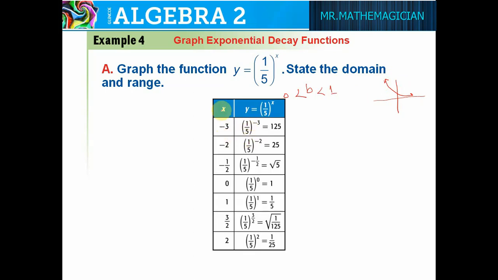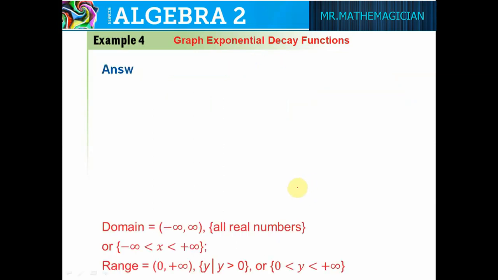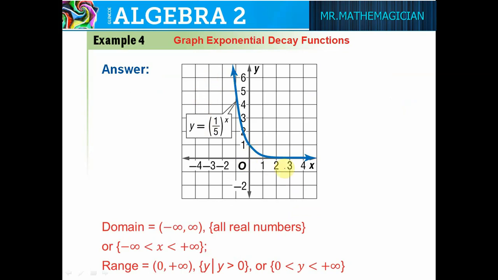So now let's do the table. Take x values from negative 3 to 2 or from negative 3 to 3, it is up to you. So get the y values using your calculator: 125, 25, root 5, 1, 1 over 5, and so on. Take the values to graph. It will give you this one. You can notice from negative 1 really up to 5, from 0 up to 1, getting closer to the x-axis, but we don't touch. Now the domain, as we mentioned before, from negative infinity to positive infinity, and the range goes from 0 up to infinity.